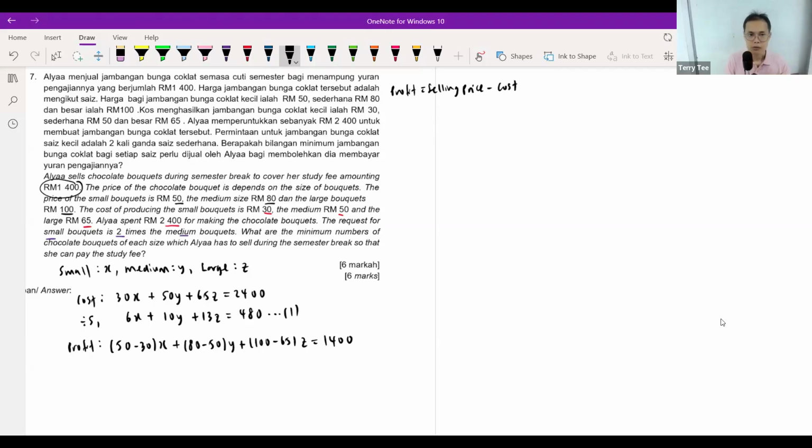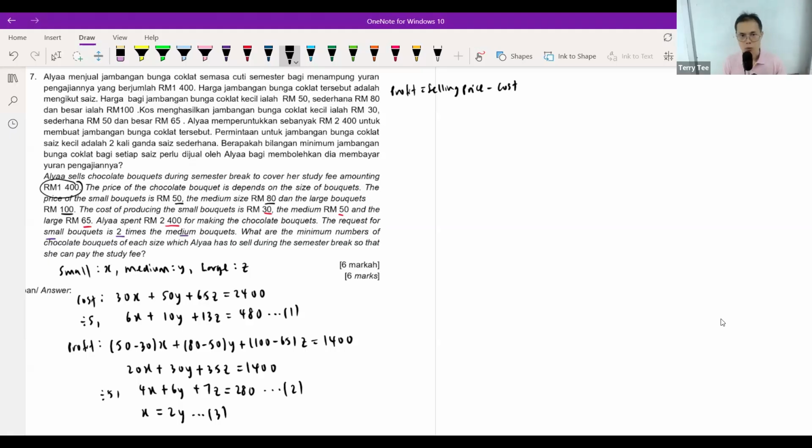Your 50 minus 30 gives us 20x. This is 30y. This is 35z. The result is 1,400. Similarly, we can divide everything by 5. So you get 4x plus 6y plus 7z, and the result is 280. Call this equation number 2. Now you have a third equation, which is the request for small bouquet. Small bouquet x is 2 times the medium. Medium is y. So that's equation number 3.